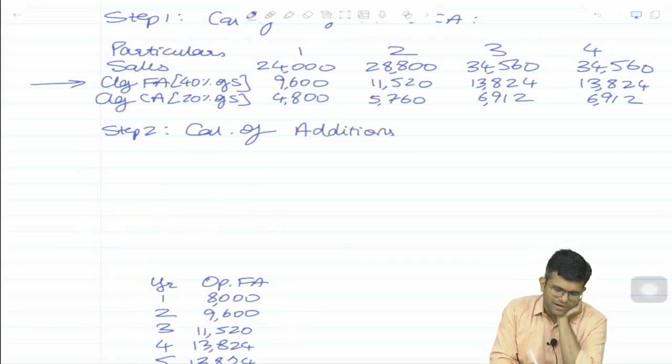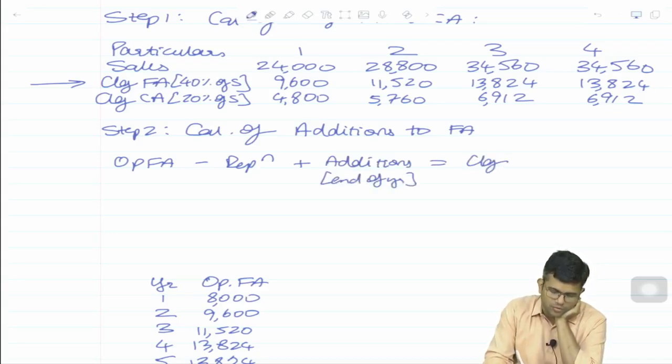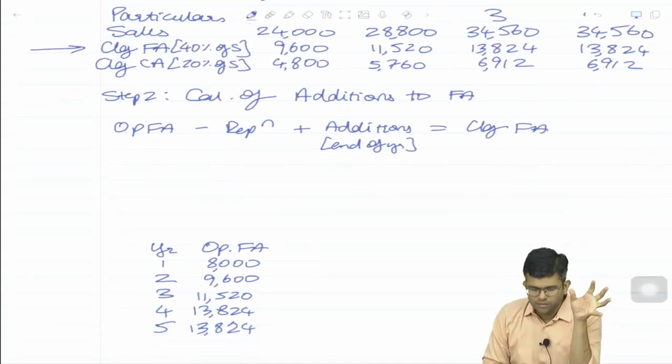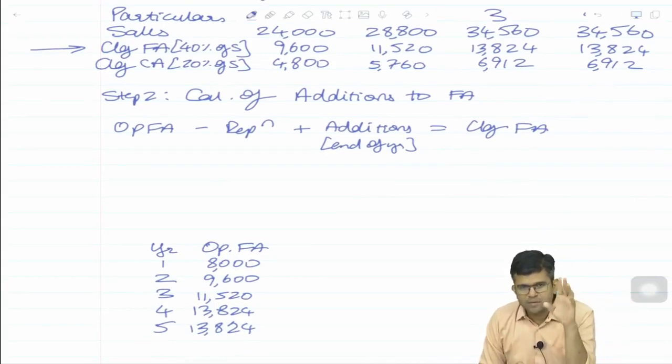Calculation of additions to FA. Can I say opening FA minus depreciation plus additions, which will be at the end of the year, will be equal to closing FA. You understand this? There was an opening that got depreciated, then a new addition joined in, that will become the closing. Everyone clear?